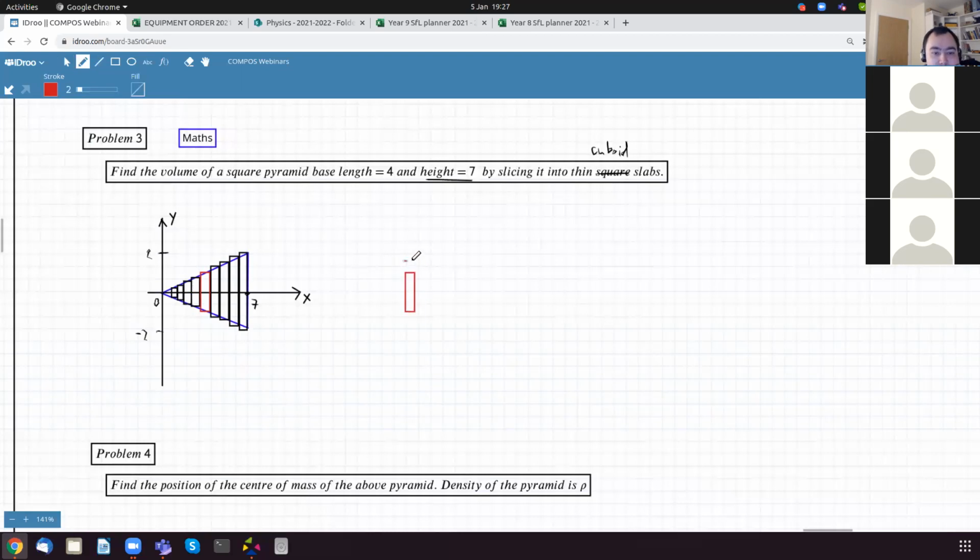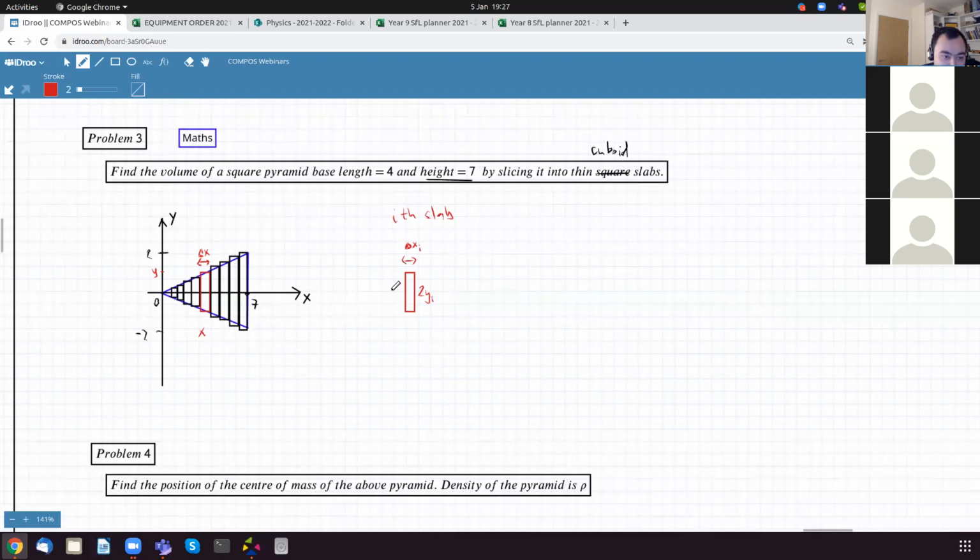And it has a width of delta x, and the height of 2y, because this is y, this is x, and the width is delta x. And because we're taking the ith slab, so ith slab is going to be delta xi and 2yi.